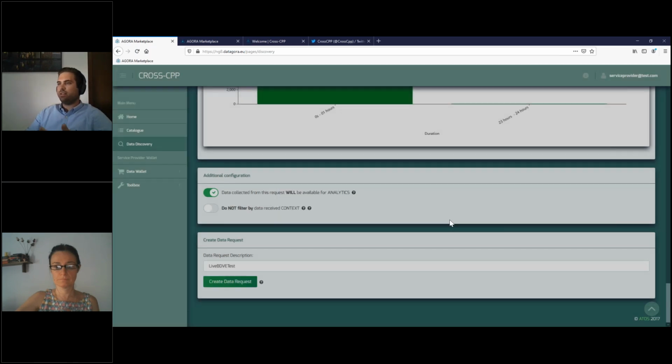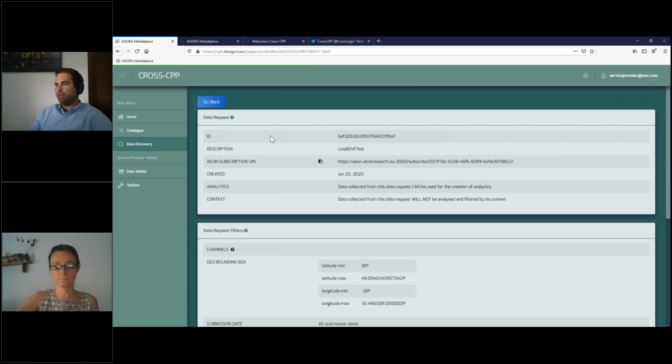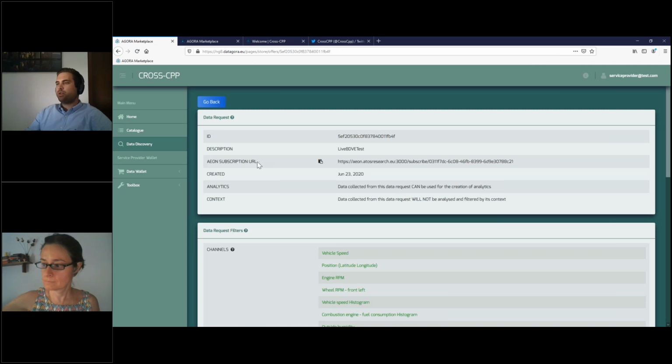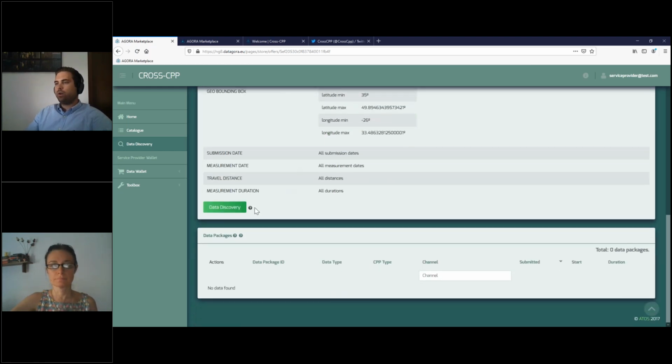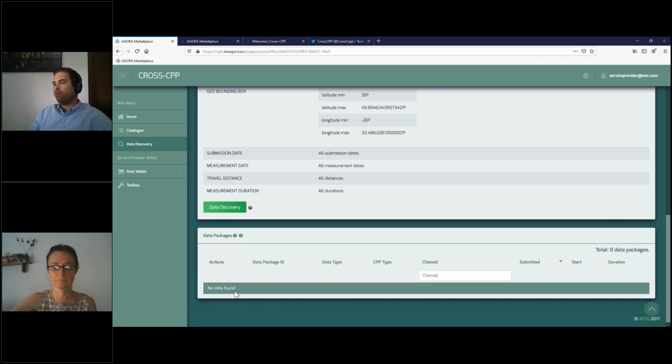Okay, so I can see the details here, all the details, which is my ID. This is the AION subscription. We provide also streaming services, so your API can be connected to this AION communication channel, and you can collect information in a streaming mode. Okay, so this is very useful for service providers which are interested in consuming data in very near real time. Okay, so as we can see for our request, we haven't found any data.